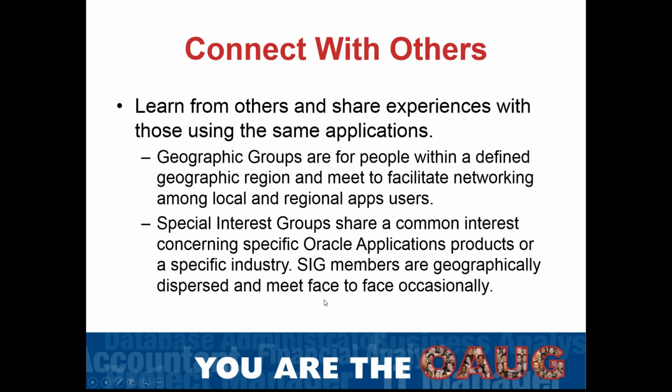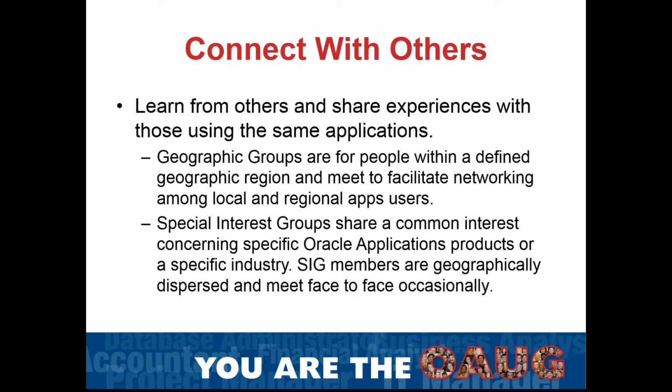Here at the OAUG, we are all about making your work life easier, and we believe that one of the best ways to do that is by connecting you with peers and allowing you to learn from each other. One of the things that I love most about the OAUG is that we really do connect you with other users. We do this in two main ways, through our geographic groups, which we refer to as our Geos, and through our special interest groups, which we affectionately refer to as our SIGs. Geographic groups are made up of people within a defined geographic region. They meet often to facilitate networking and share ideas.